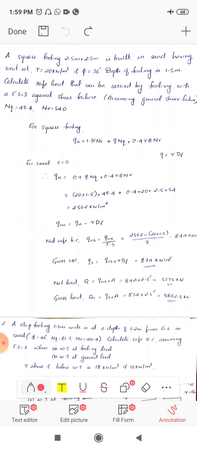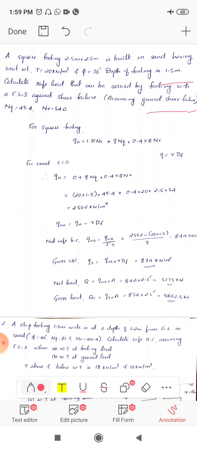First problem: a square footing 2.5 meter by 2.5 meter is built in sand, having unit weight 20 kilonewton per meter cube and angle of shearing resistance phi 36 degree. Depth of the footing is 1.5 meter. Calculate safe load that can be carried by footing with factor of safety 3 against shear failure. Assume general shear failure. It is given that Nq is 49.4 and N gamma is 54. Okay, so this is the problem.